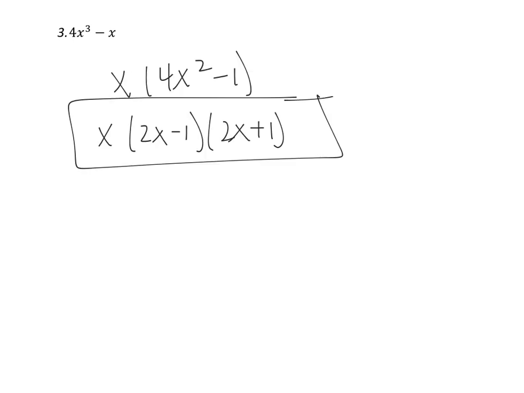Here's the final answer for this solution. You need to first factor out your x. Both my 4x cubed and my minus x were divisible by x. That left me with 4x squared minus 1, and those are both perfect squares. 4 is made up of 2 times 2, 1 is made up of 1 times 1. Make sure you have 1 as a negative, 1 as a positive, and that's your final answer.